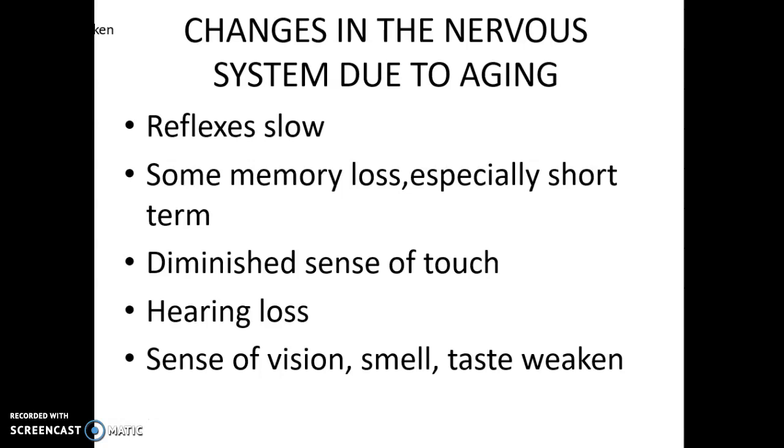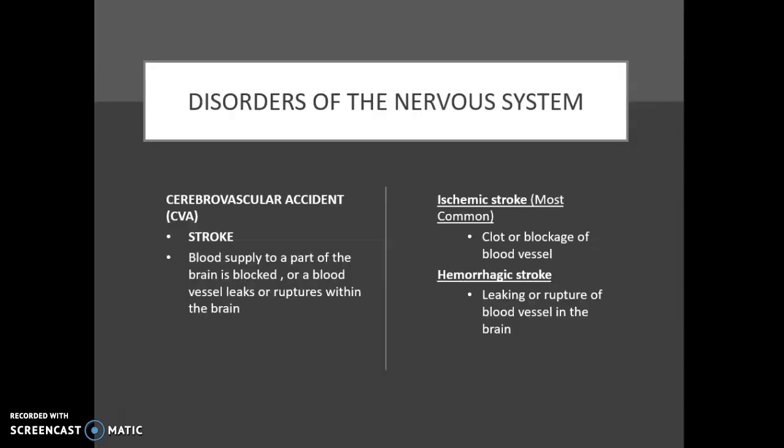Changes to the nervous system due to aging. Your reflexes become slower. You have some memory loss, especially short term, diminished sense of touch, hearing loss, and sense of vision, smell, and taste weaken.